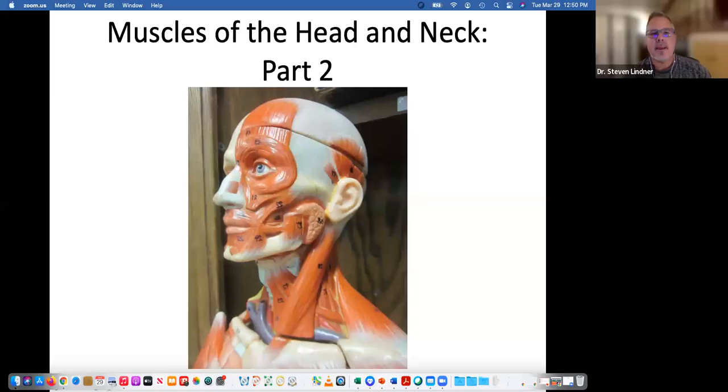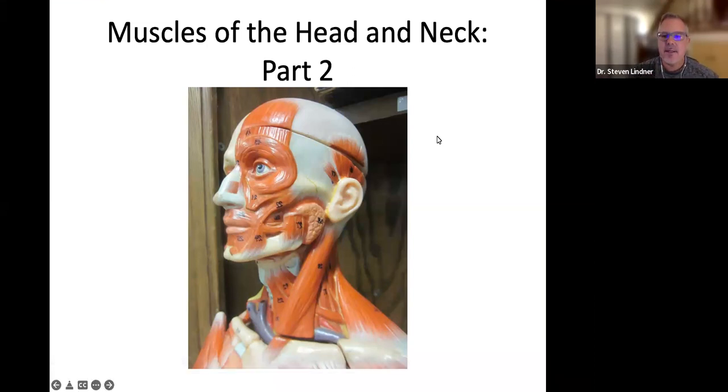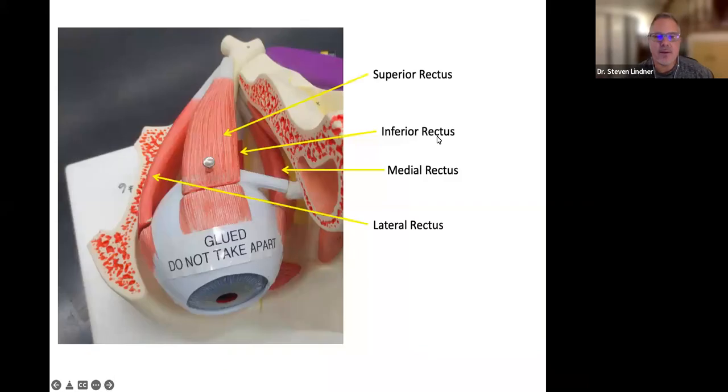Okay, welcome back, everyone. Dr. Linder here. We're going to be looking at muscles of the head and the neck. We are on part 2. We're going to focus a little bit on the eyes. Let's take a look at the ocular muscles.